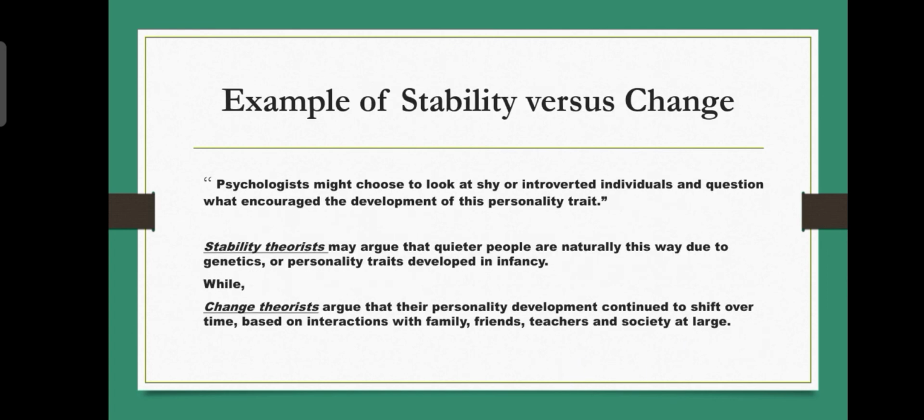Example of stability versus change. Psychologists might choose to look at a shy or introverted individual and question what encouraged the development of this personality trait. The stability theorists may argue that quieter people are naturally this way due to genetics or personality traits developed in infancy, while change theorists argue that their personality development continues to shift over time based on interactions with family, friends, teachers, and society at large.